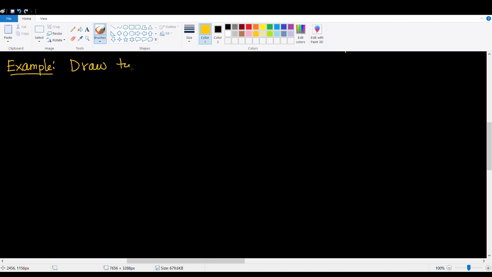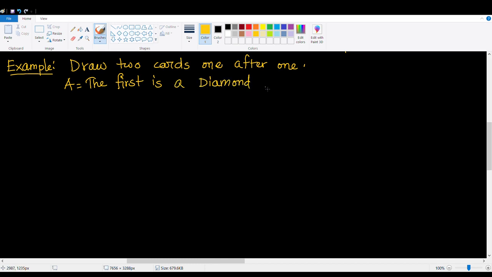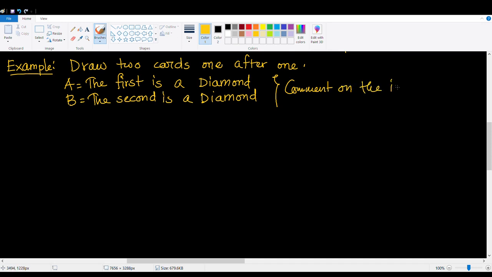Draw 2 cards. Now event A is the first card is a diamond. Event B is the second card is a diamond. So we are going to determine if both of these events are independent of each other or not. Comment on the independence. Solution.